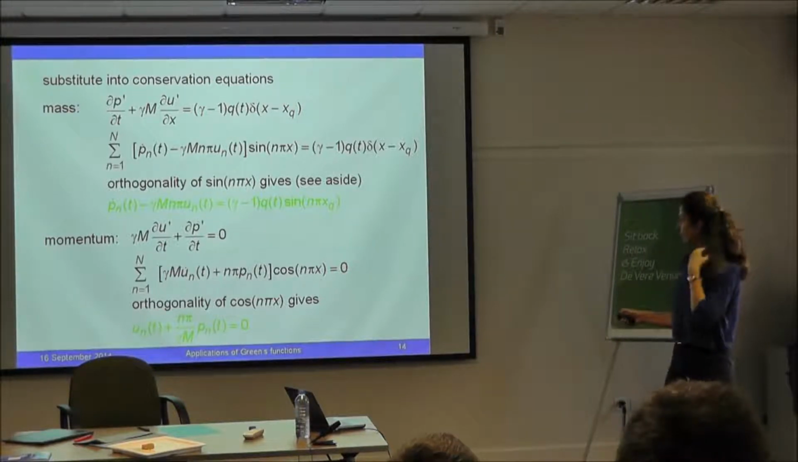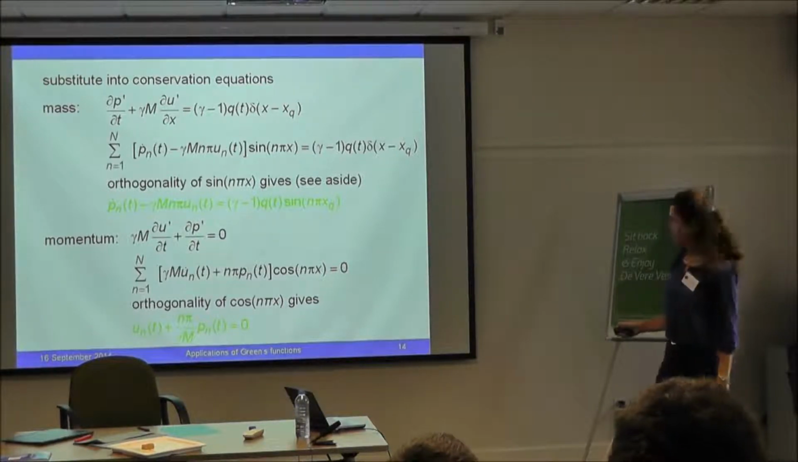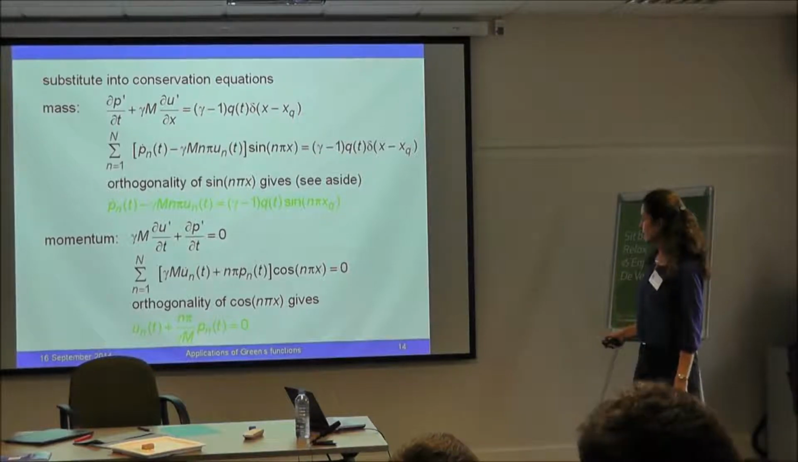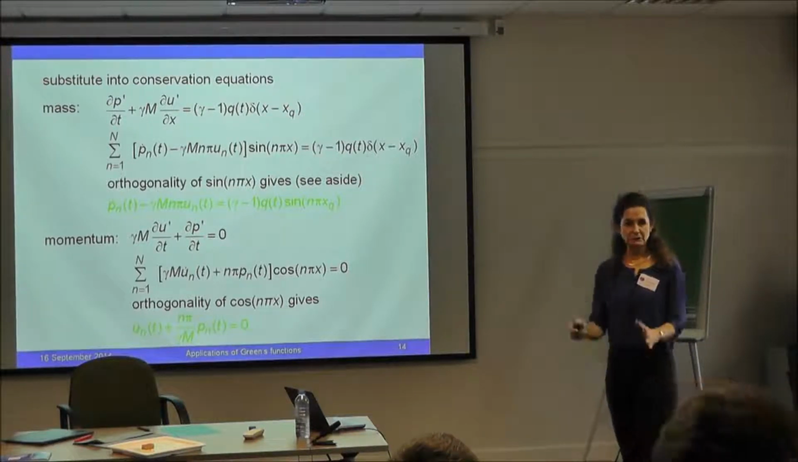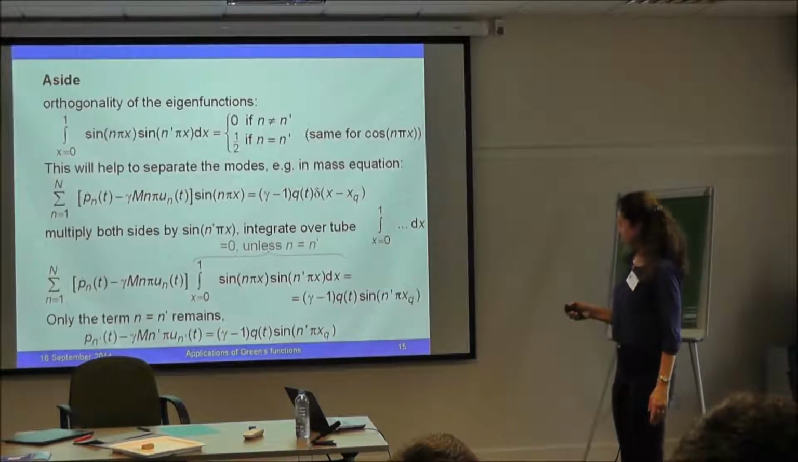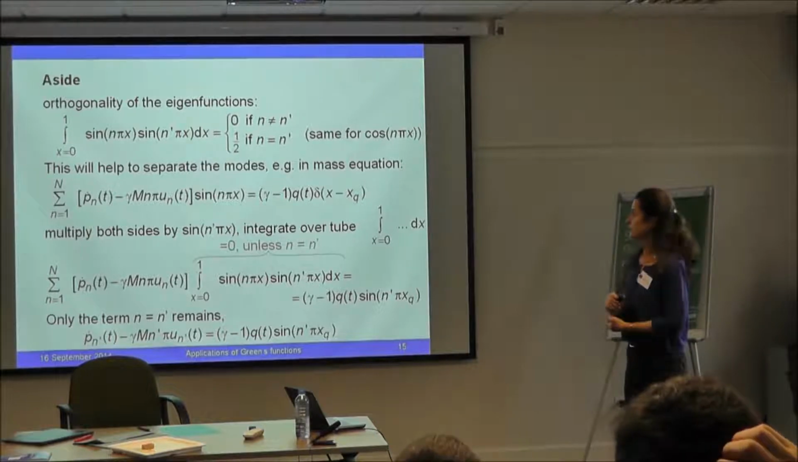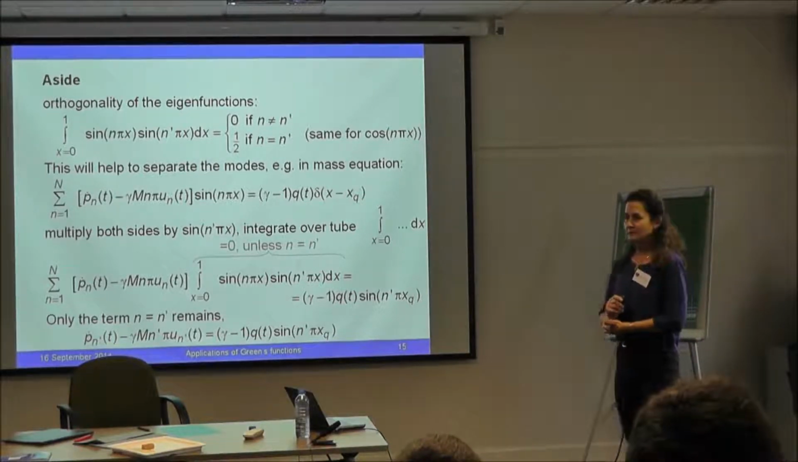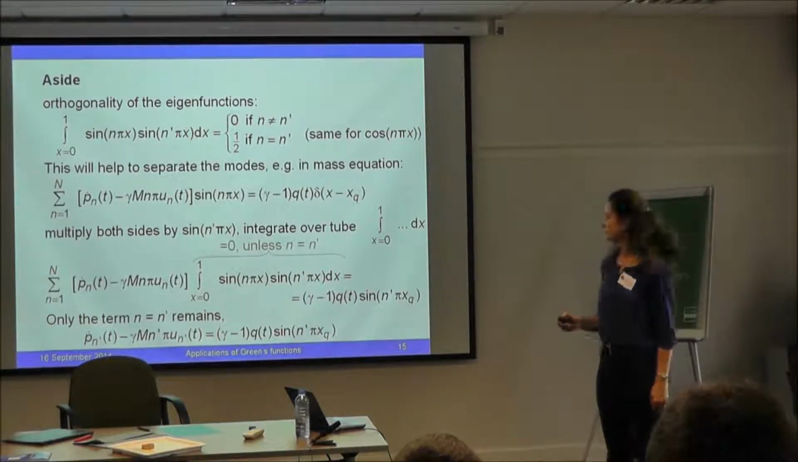For the momentum equation, it's a similar story. That's the equation. Substitute in the Galerkin expansions, use the orthogonality of the cosine here, and then you can separate out all the modes into an equation just for a single mode. And this is just a little aside to show how this orthogonality works. It's a bit of mathematics, but it's very essential mathematics because it makes life so much easier and doable.